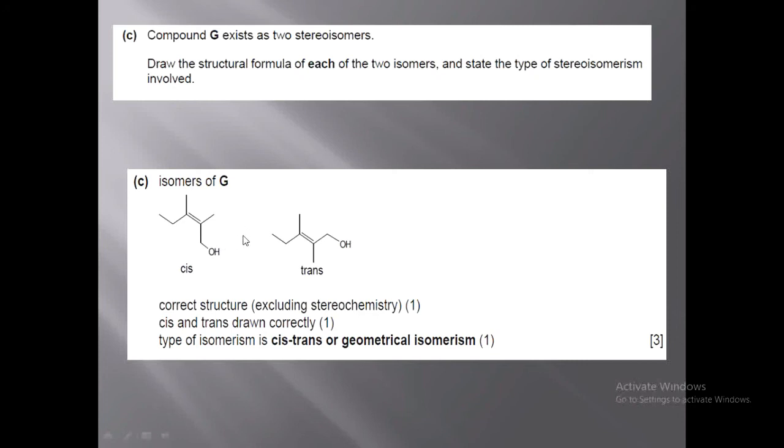You should try that structure also and send it to me on WhatsApp so that I can check whether you have written the right answer or not. So these are the two cis-trans isomers that are formed by G. If you draw these two structures, you are able to get 3 marks.